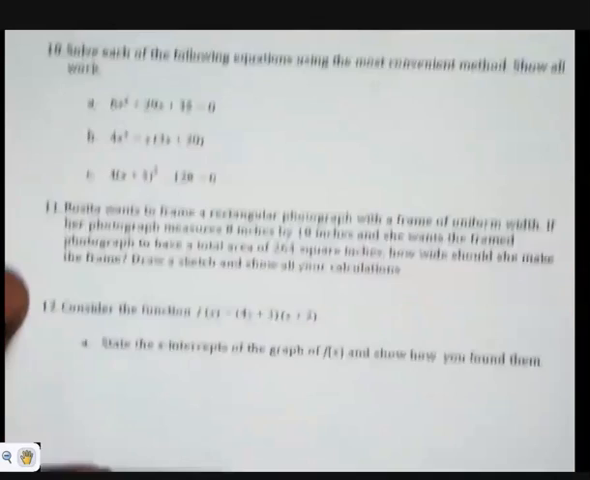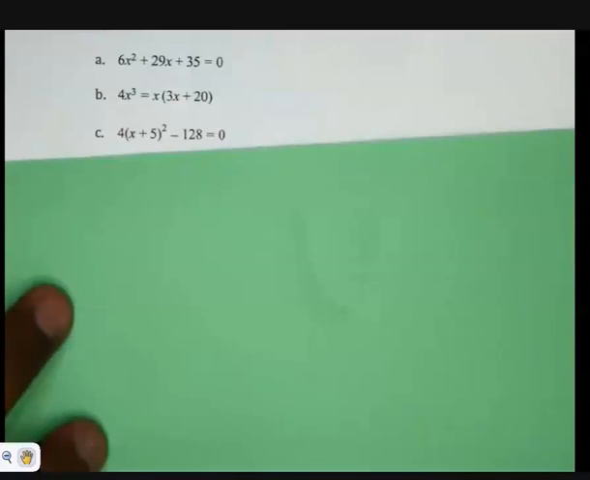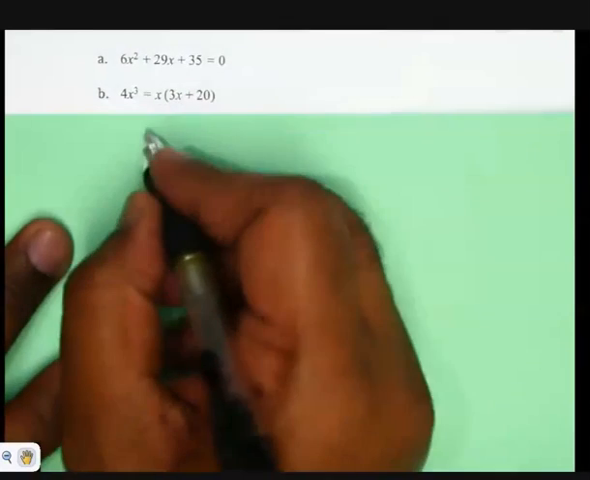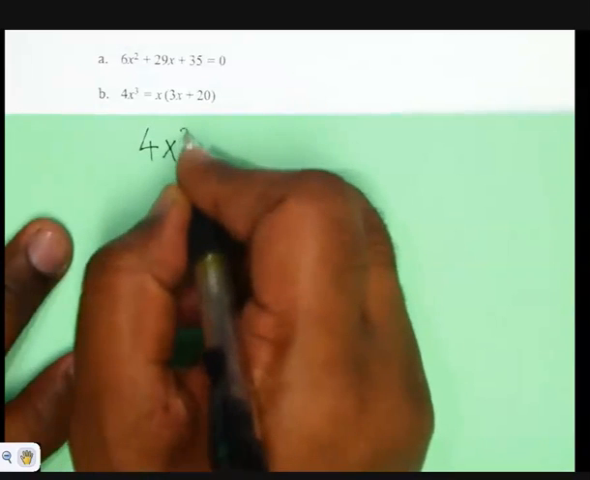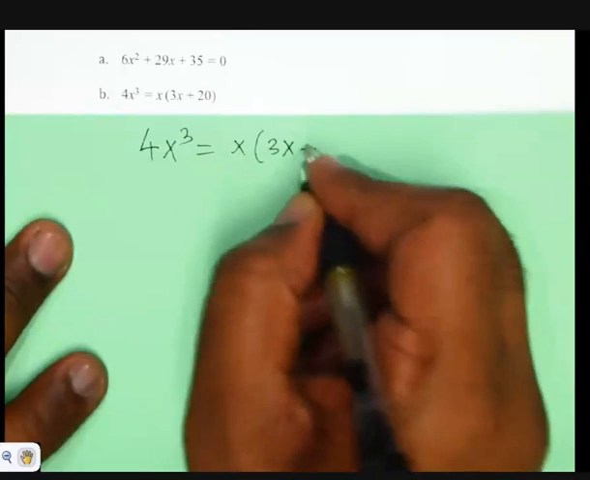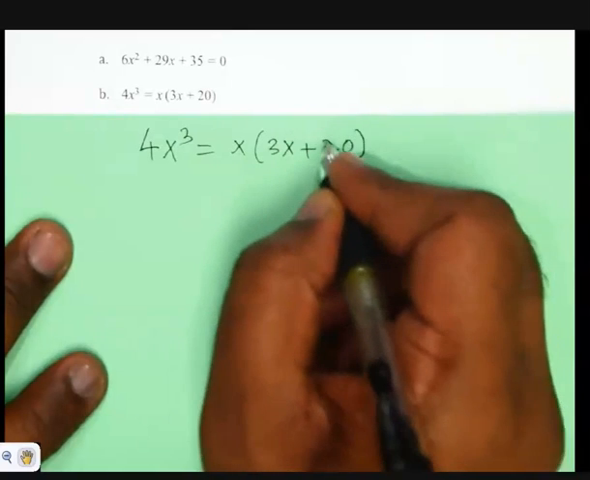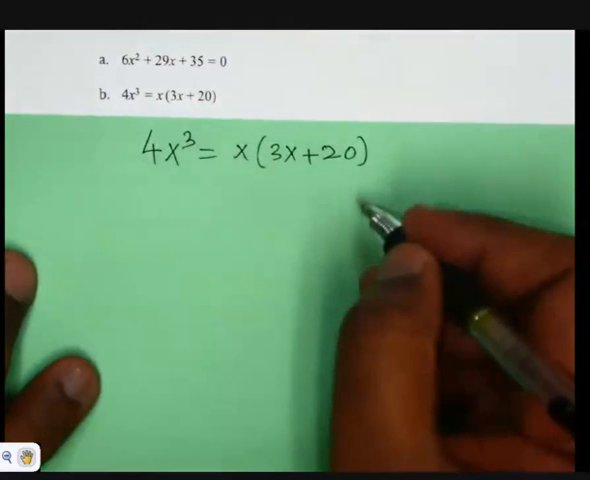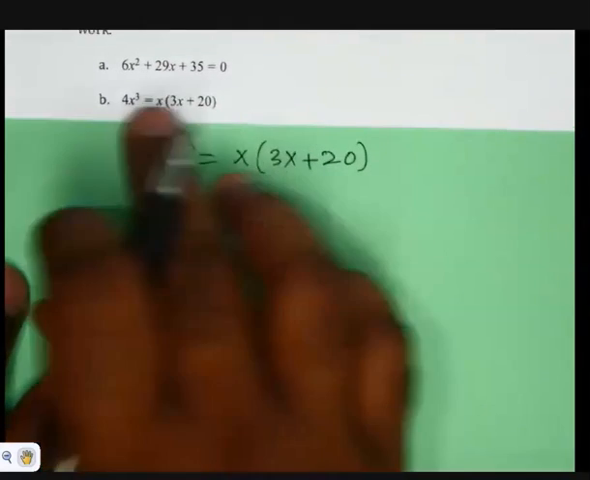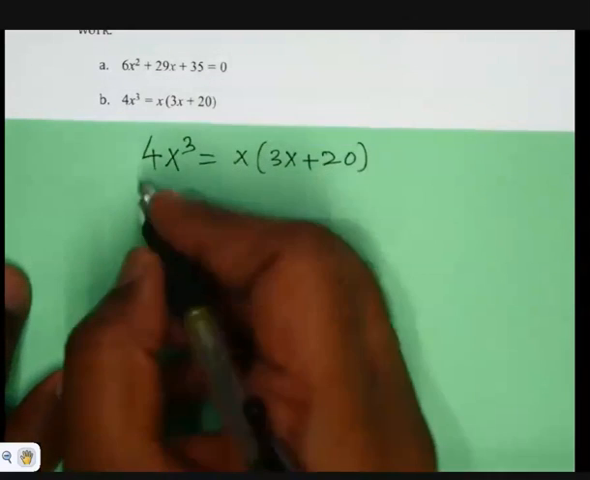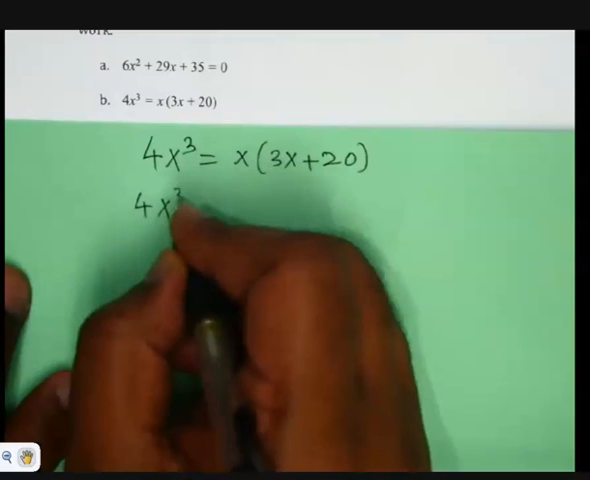And the next one over here, you have 4x cubed is equal to x times 3x plus 20. That is, first I have to bring it into the standard form. The first problem was in the standard form, so we didn't think about it. Here, bring it into standard form, like 4x cubed.